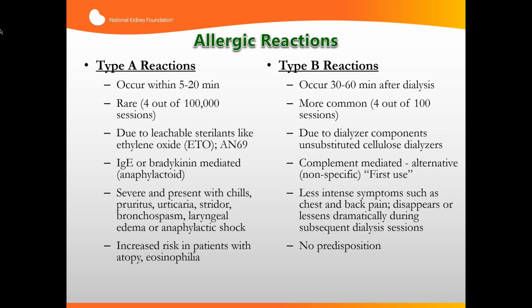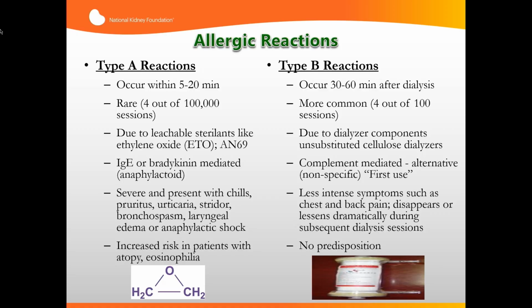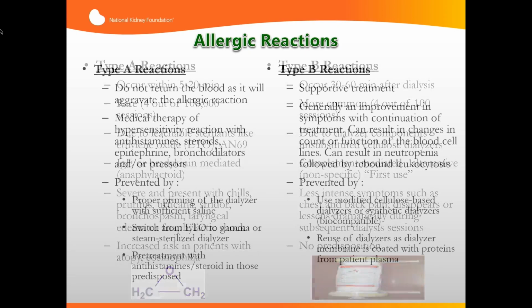The symptoms are pretty significant or severe in a type A reaction. They have chills, pruritus, itching, urticaria, stridor, bronchospasm. Whereas the symptoms with the type B are less intense. They may look scary, but they're typically not as severe as type A, and they usually disappear or lessen dramatically as you continue the dialysis, okay? Typically, patients at risk for type A are ones who also have underlying eosinophilia or underlying atopy, whereas with type B, there's no particular predisposition. And like I said, this is the cellulose dialyzer. Nowadays, with the modified cellulose dialyzer or the biocompatible, not so common.